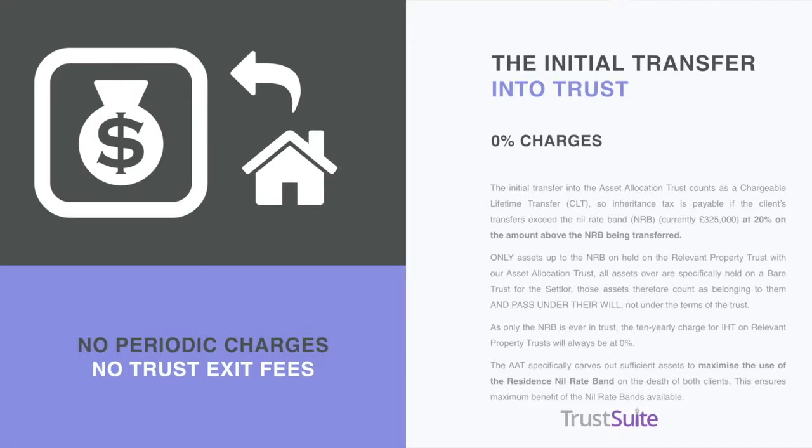The asset allocation trust specifically carves out sufficient assets to maximise the use of the resident's nil rate band on the death of both of the clients. This ensures the maximum benefit of the nil rate bands available.